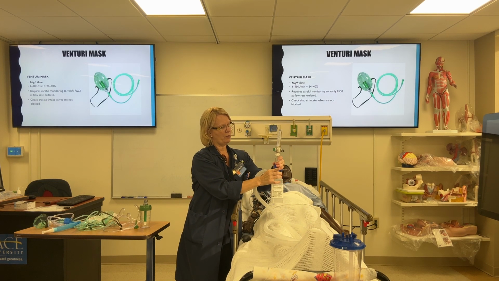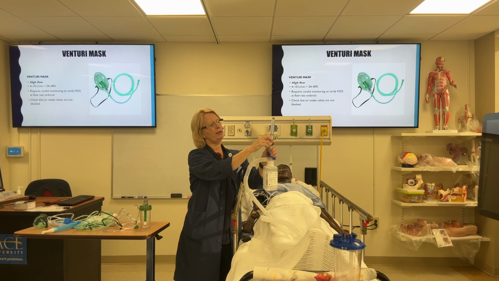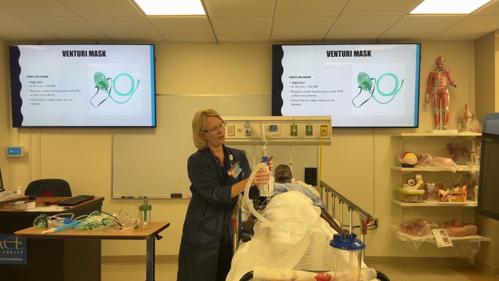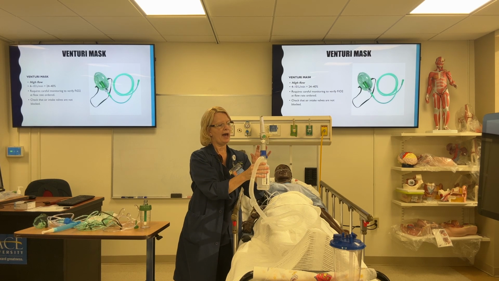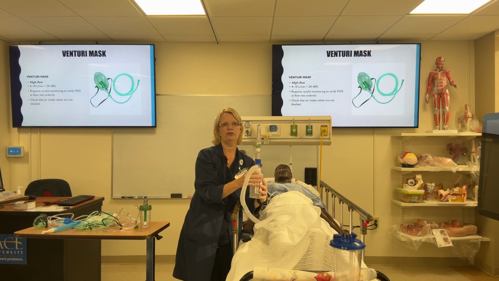So let's say I want to put the patient on 35% FiO2. I'm going to turn my flow meter up, and I'm going to go ahead and turn the dial on this humidification bottle to 35%. If I need more, I just turn the dial to 40% or 50%. I really like this device because it's very easy to control. If you're giving that much percentage of oxygen, typically you should have it humidified.